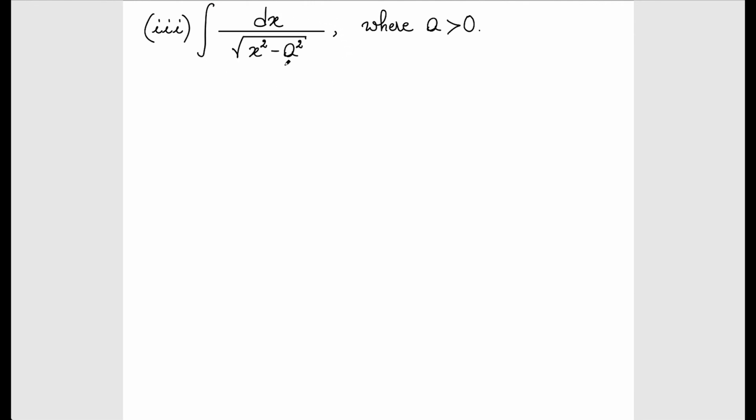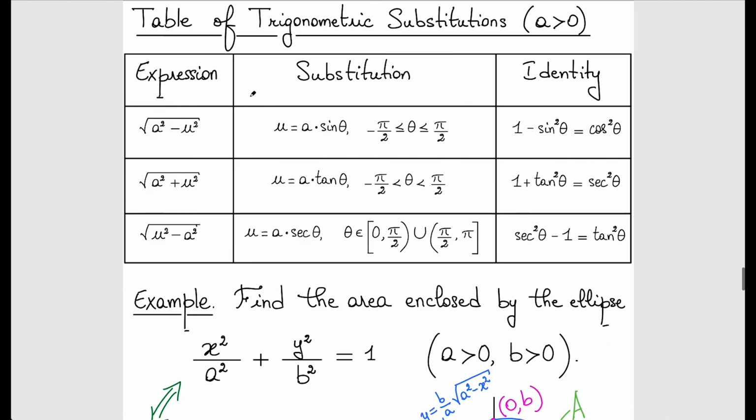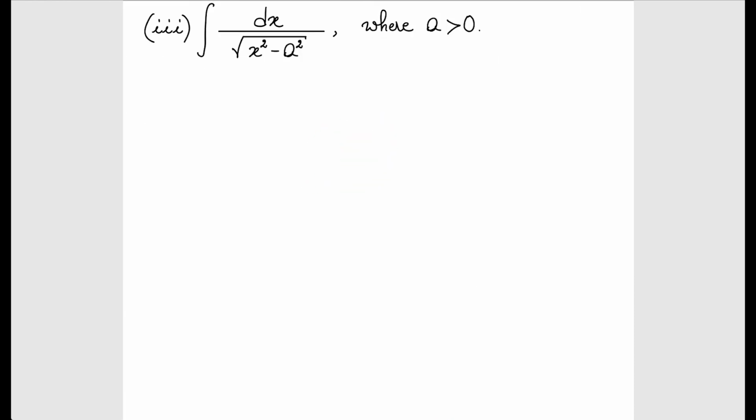In this example, we need to evaluate the integral of 1 over the square root of x squared minus a squared, a being positive, dx. So this is of the form square root of variable squared minus a positive entity. If we go back to the table that we talked about earlier, this is of the form square root of u squared minus a squared, and as such we can choose the trig substitution to be the variable equals a times secant theta, where theta is either in the first or second quadrant, for secant to be invertible. Okay, and in the process we're going to be able to use this identity. All right, so let's go back to our exercise.